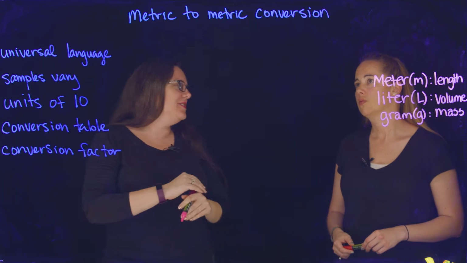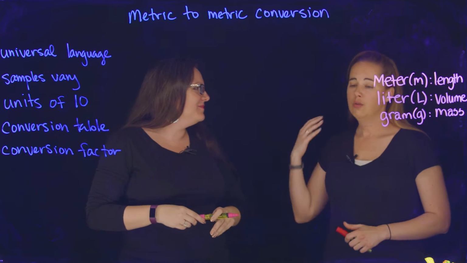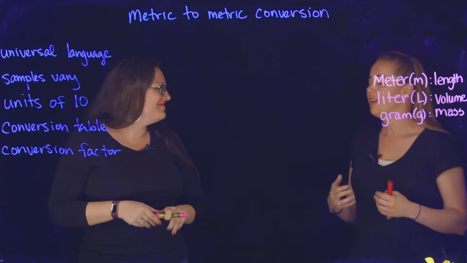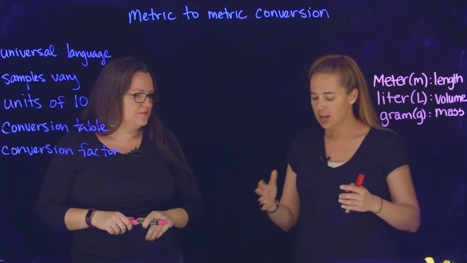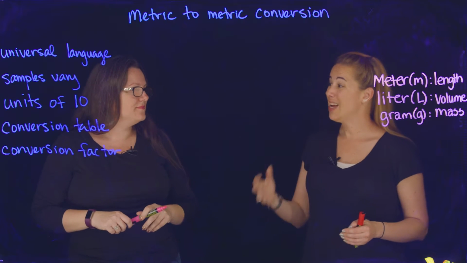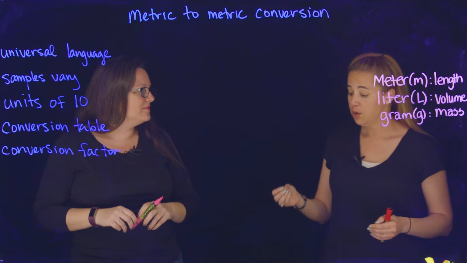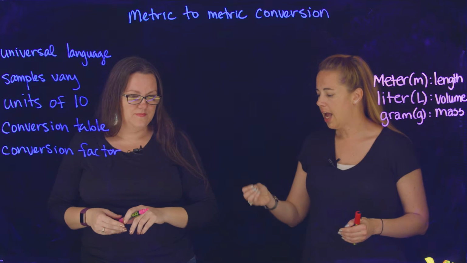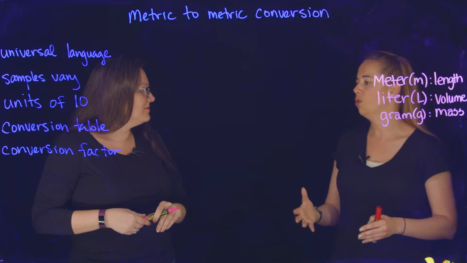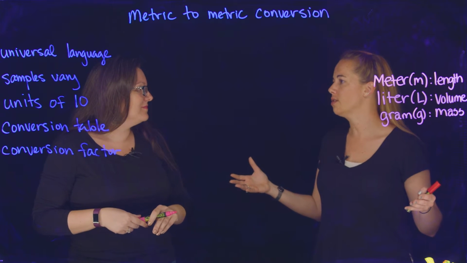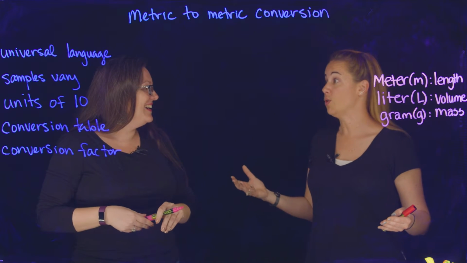So why do our students need to know about the metric system, Christy? It's a universal language when trying to communicate amongst scientists. Because within science, it's so broad, our samples vary. You could be a molecular biologist looking at an organelle within a cell, or say you're an ecologist looking at an entire redwood forest. There are big differences between those, right?